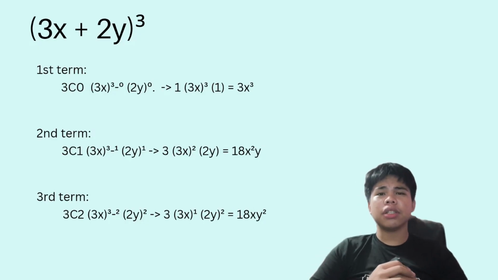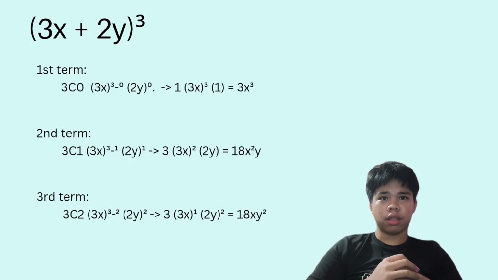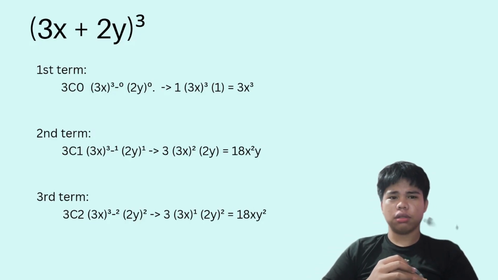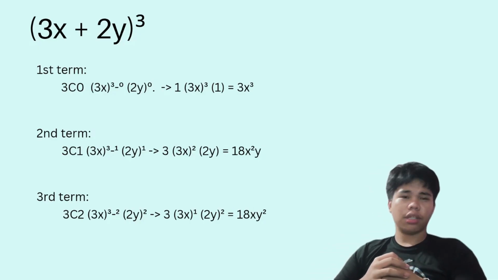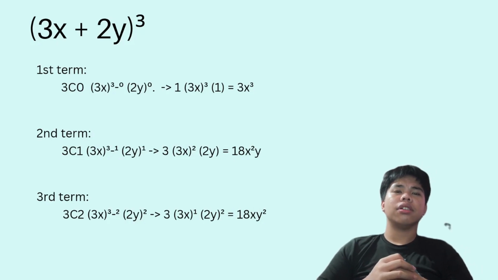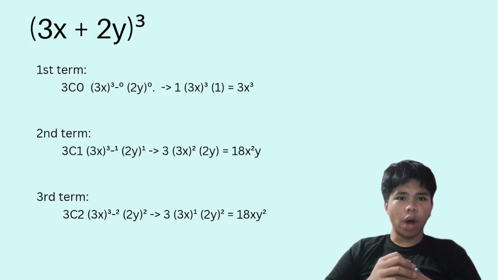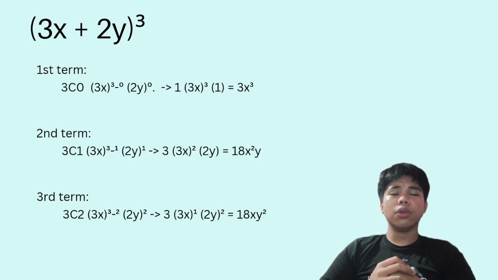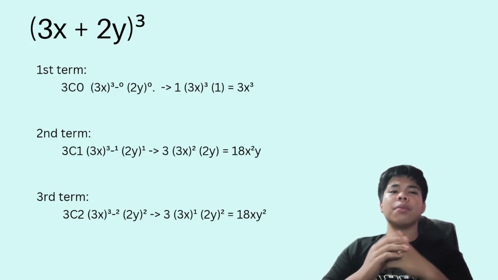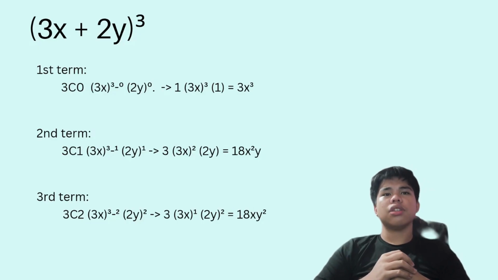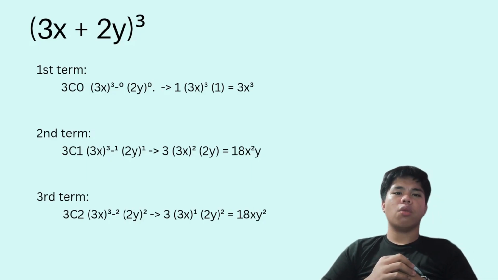So in the second term, 3 choose 1 times 3x raised to 3 minus 1 times 2y raised to 1. If you calculate 3 choose 1, you will get 3. And then times 3x raised to 2 because 3 minus 1 is equal to 2, times 2y. Then after that, you will multiply all the numbers. So 3 times 3 times 2 is equal to 18. So the final answer for the second term is 18x squared y.